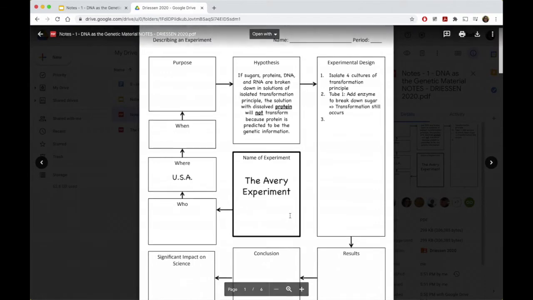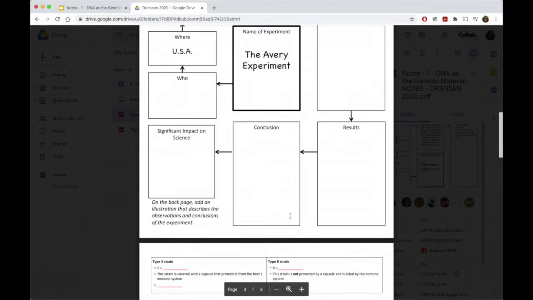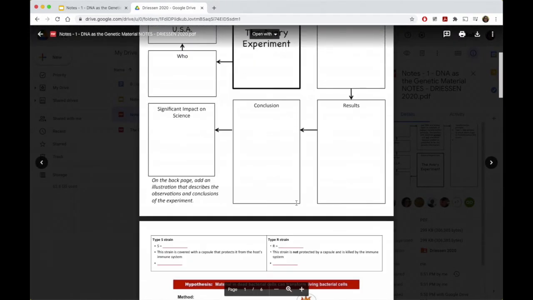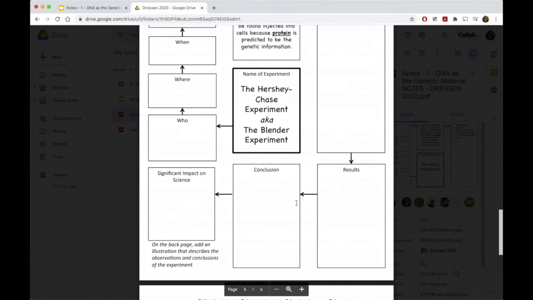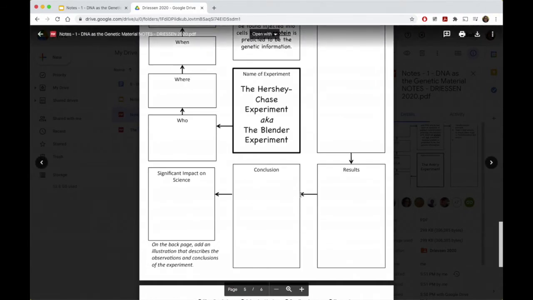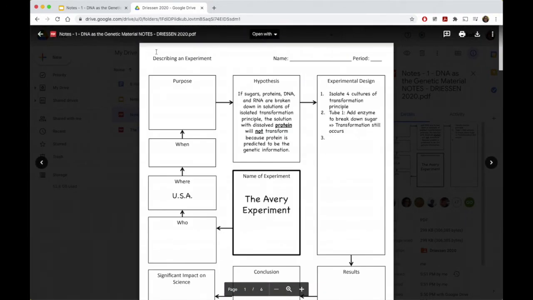We've also broken down the set of notes into two halves. So the first part of the notes will be the Avery experiment and the Griffith's transformation principle experiment. And the second part, which you'll do the following day, is the Hershey-Chase experiment. Okay, so let's go ahead and get started.